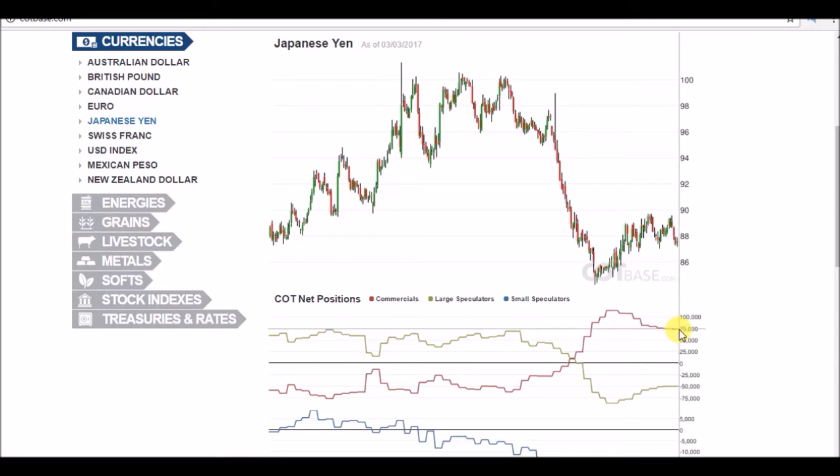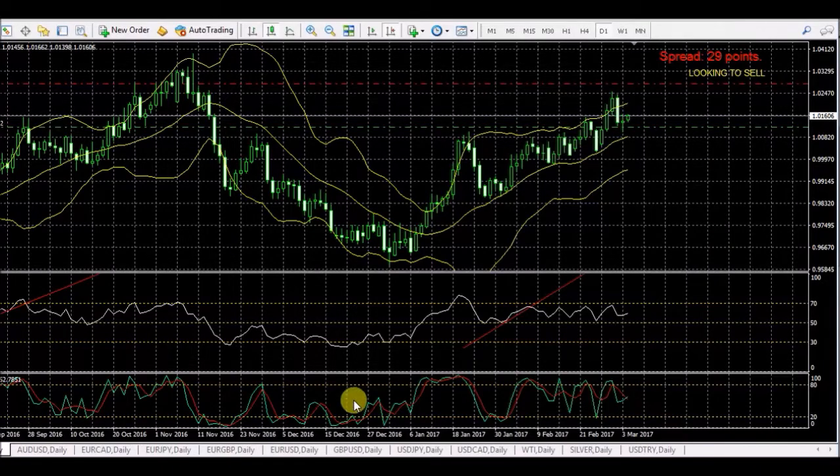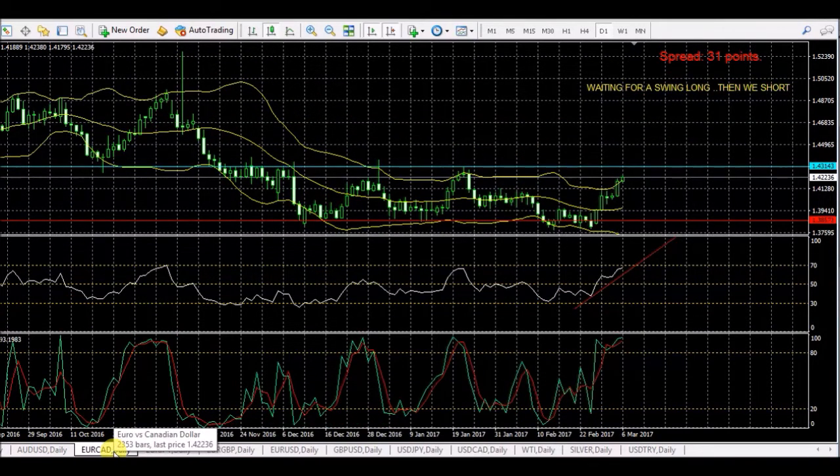So we're still of the opinion that the yen will go long. Don't know when it will, but we're long the yen. Sorry, yeah, we're long the yen against the USD and against the euro. So let's go back to the chart.